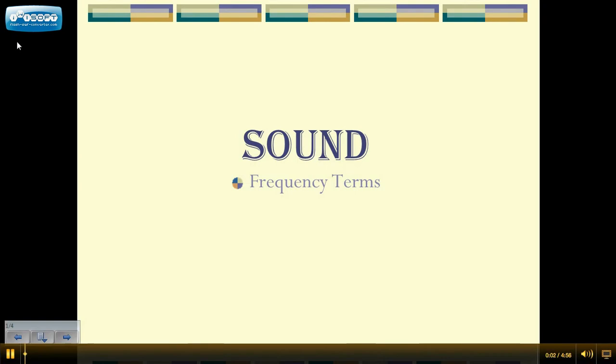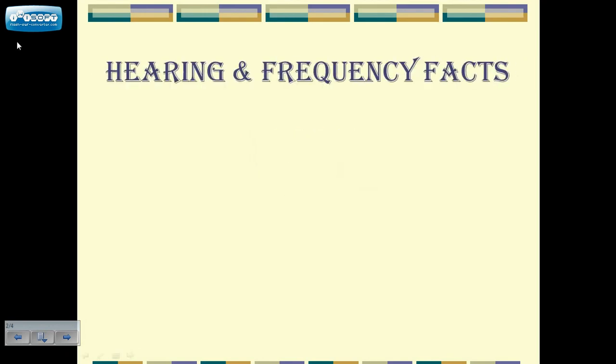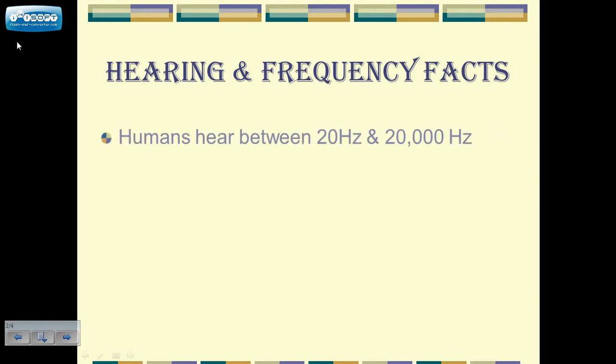In this video, we're going to look at some terminology to use for different frequencies of sound, so different ranges of frequencies. So first, some hearing facts as far as humans go. One is that humans hear between 20 hertz and 20,000 hertz. Now, this is ideal. This is like the average ideal range.